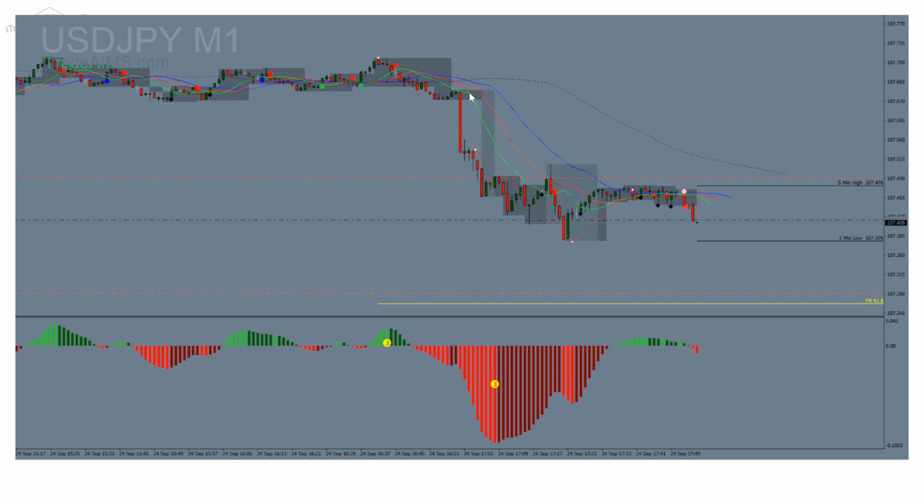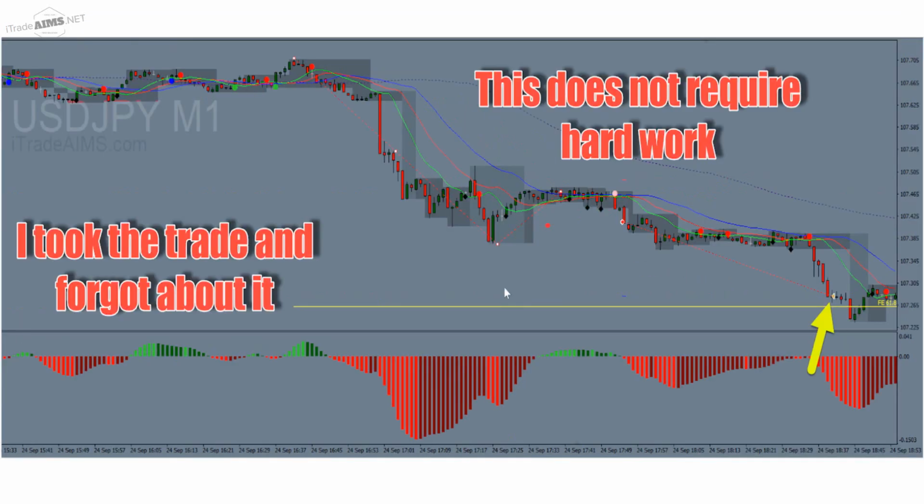And you have your entry here. I think entry is a little bit late here. It should have been here. Maybe it slipped. And then you draw your target zone, which is the Fib expansion 62. And you put your target point there. This got us a nice 2%. I took this trade and forgot about it. That's what I say. This does not require hard work. Why? It's the same thing.